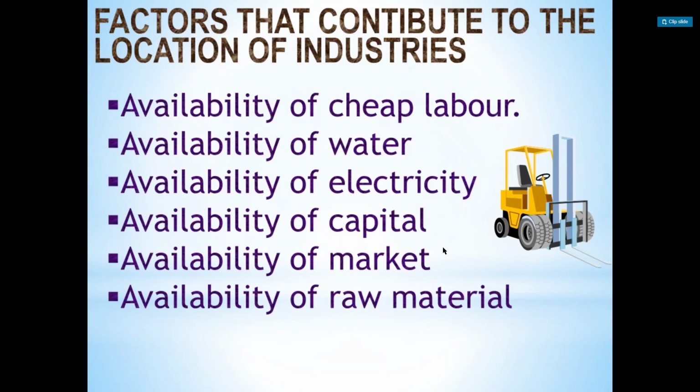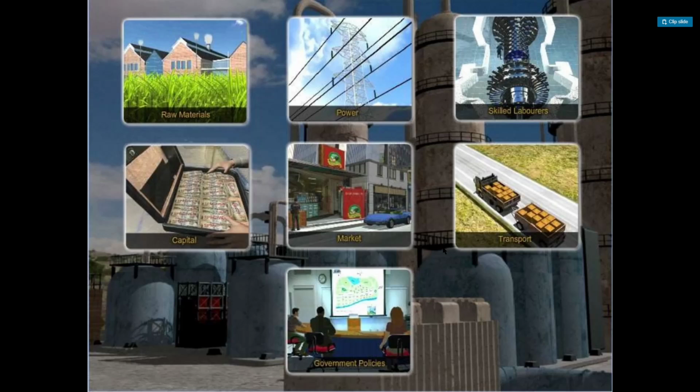Now, factors that contribute to the location of industries. Which factors are responsible for the location? We have covered the first topic. The first topic is in 3 parts: manufacturing, industrial location, and classification of industries. And yesterday we covered manufacturing and industrial location. Which factors contribute to the location of industries? First is availability of cheap labor, availability of water, availability of electricity, availability of capital, availability of market, and availability of raw material. So these are the factors responsible for industrial location.